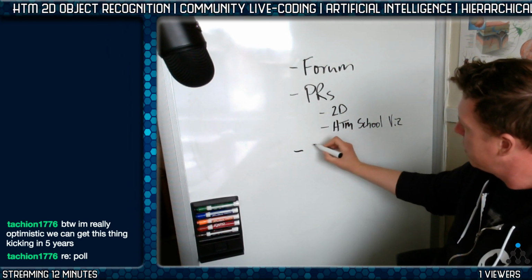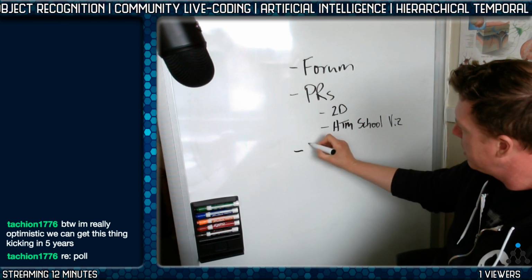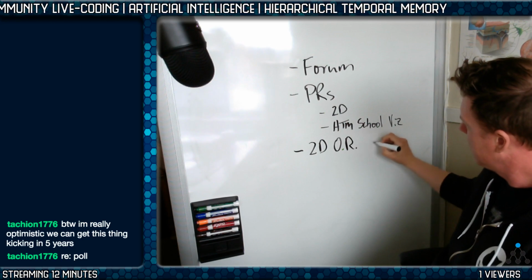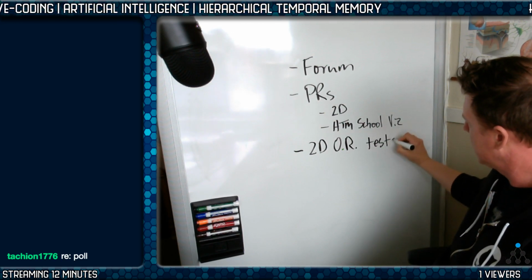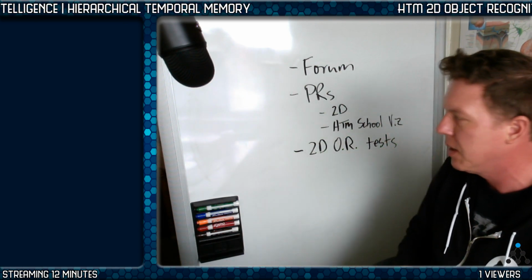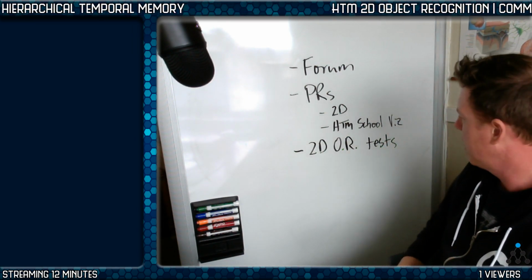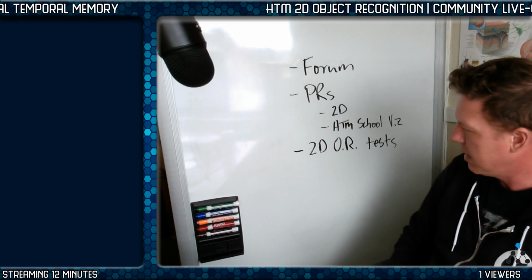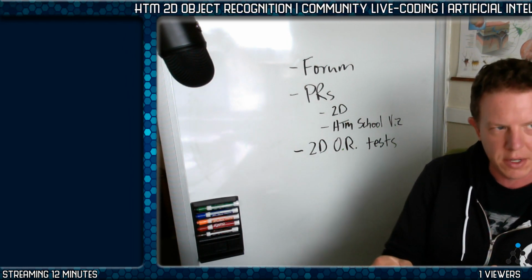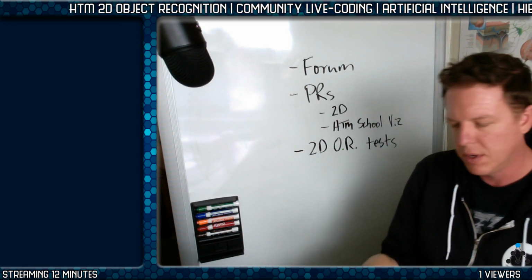And then we're going to do the 2D object recognition tests. We're going to look at tests. And so I'm going to look at that Gherkin framework and see if we can write some language environment agnostic tests. And I'm not going to worry about visualizations anymore. I'm just going to define tests and decide what the challenge is going to be.